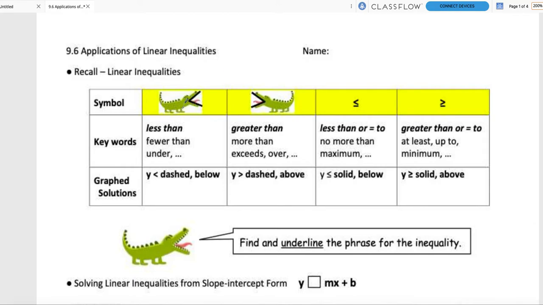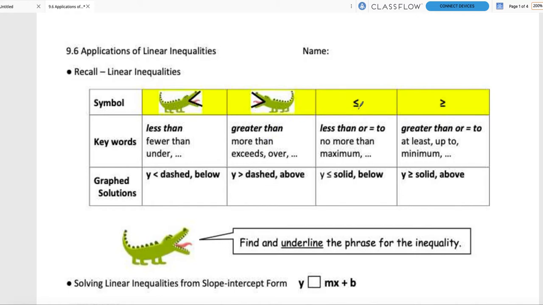Take a look here, and these are my alligators. So, inequalities, instead of having equal signs, we are going to have inequality symbols. So, no equal signs. Less than opens this way. Keywords: fewer than, under. There's going to be many other keywords, but this is what we're going to be looking at in the word problems. This alligator is greater than. So, fewer than, the opposite of that would be more than. The opposite of under is over, exceeds, does not exceed, could be any of those things.